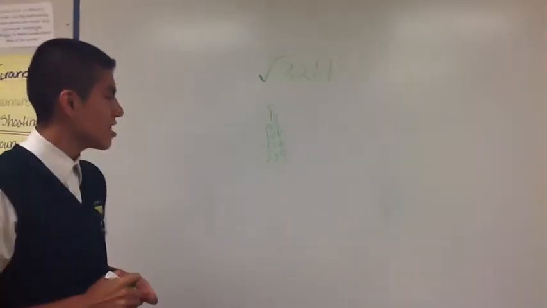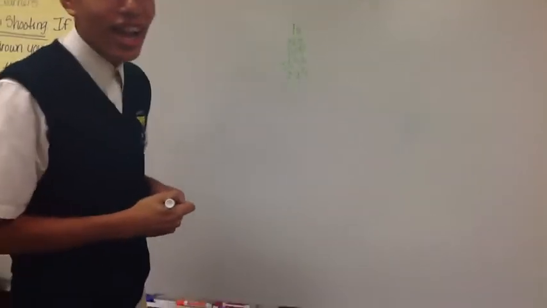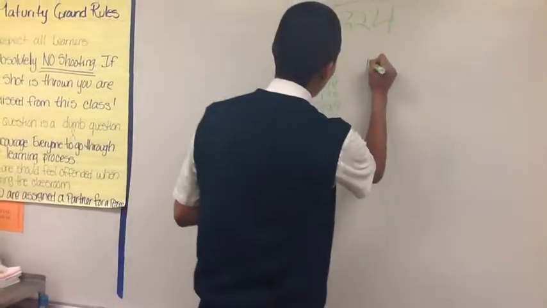Because 18 times 18 equals 324. So that's the square root.